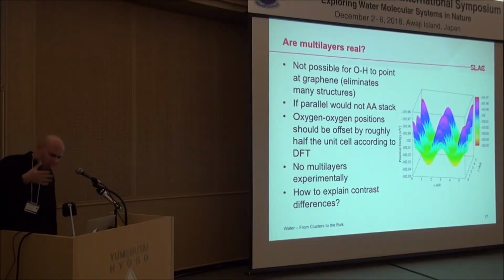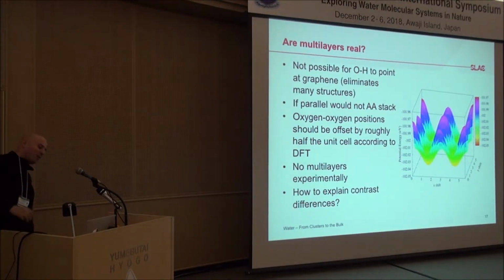So this actually causes another problem. Now we're saying you can't have OHs pointing at each other, and if they're OO stacked, if they're AA stacked, it doesn't work. So this means you now have no multilayers. So how do we explain the contrast difference?